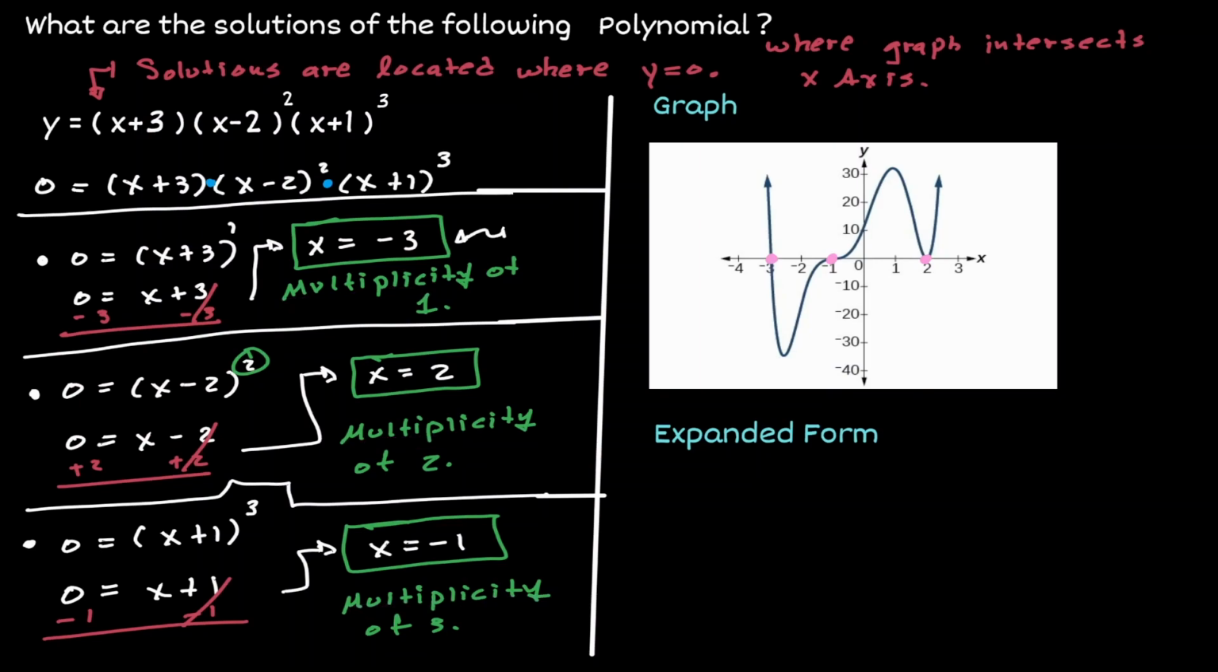At the solution of x equals -3, we said that the multiplicity was 1, which is an odd value. At the solution of x equals 2, we said the multiplicity was 2, which is an even value. And at the solution of -1, we had a multiplicity of 3, which is odd. So notice that when the multiplicity was odd, at the value of -3 and the value of -1, we crossed the x-axis. And when the multiplicity was even, at the value of 2, we do not cross the x-axis, but we just intersect it, and then we bounce back. And that is a behavior that will always occur.